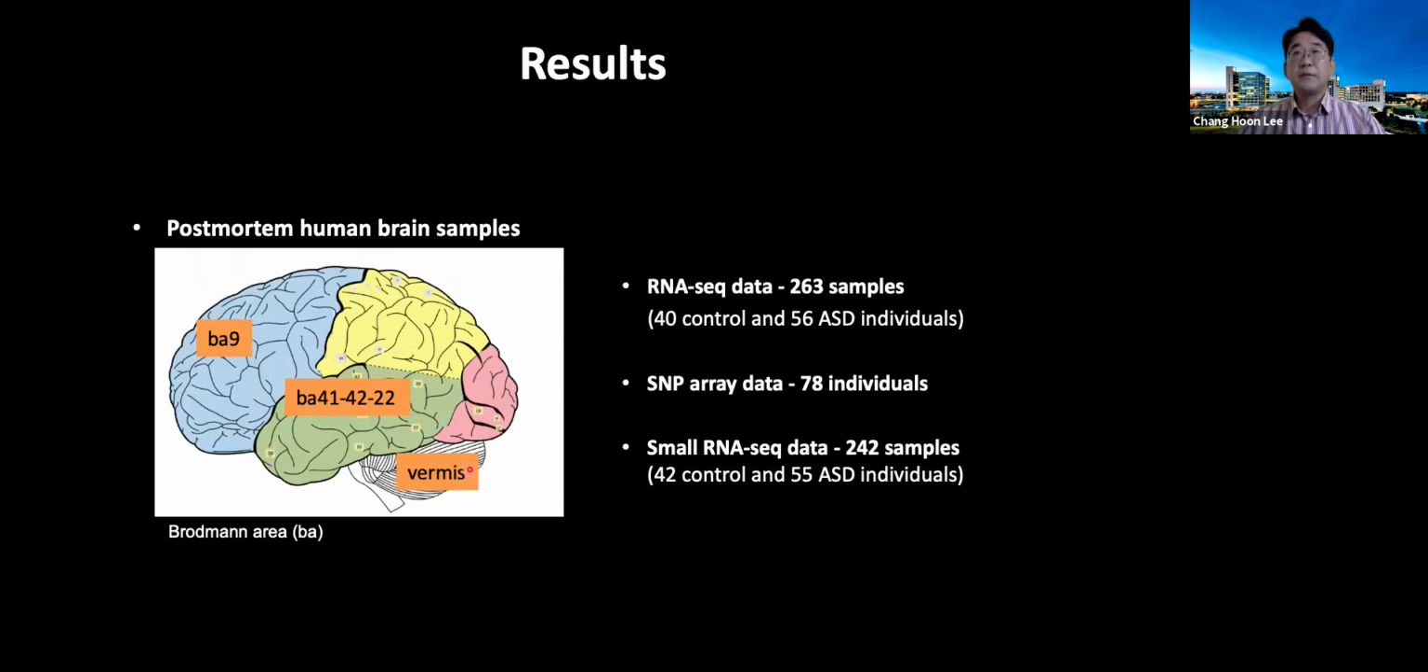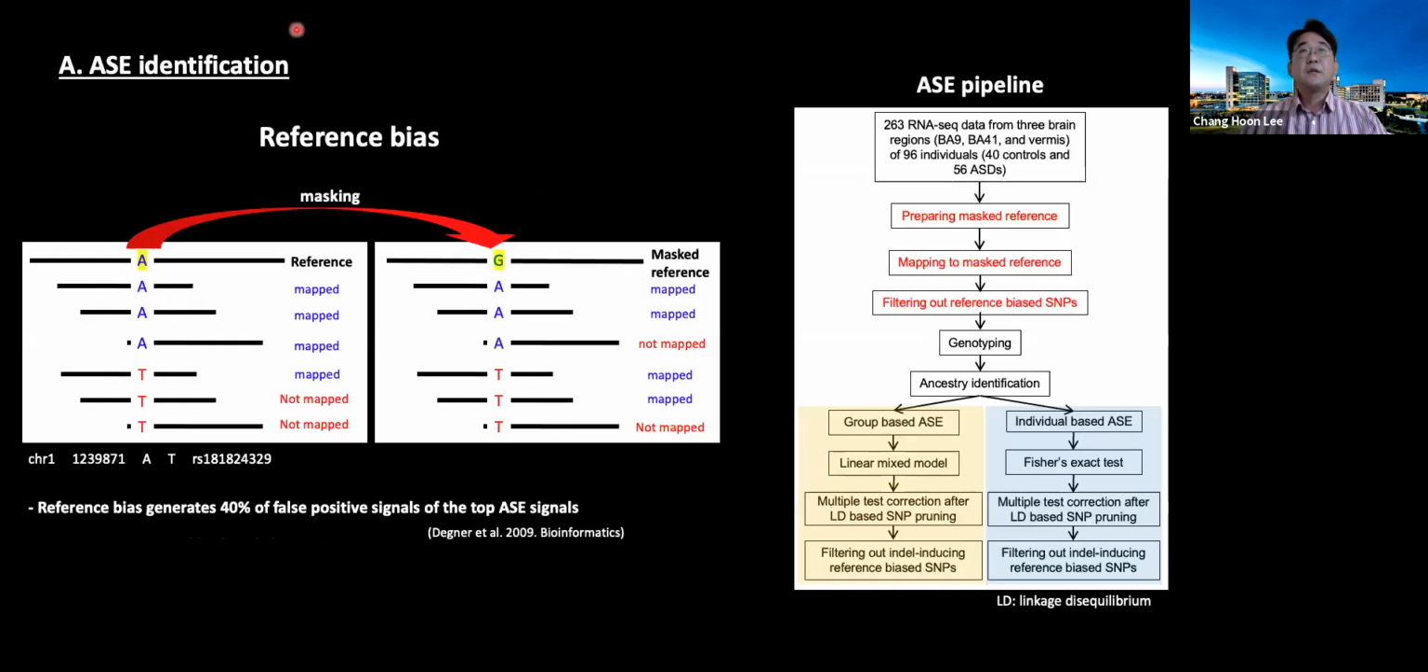From the brain samples, I generated RNA-seq data, and this is the number of samples that I generated, as well as other data types. Using this multi-omics data set, I built my data process. The first step is to figure out where ASE is.